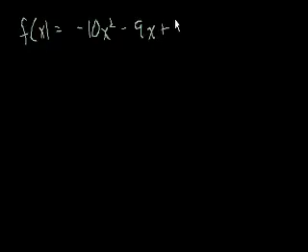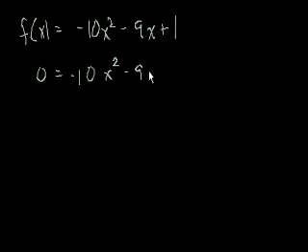Let's say we had f of x is equal to minus 10x squared minus 9x plus 1. Well, when I look at this, even if I were to divide by 10, I would get some fractions here. It's very hard to imagine factoring this quadratic. But let's set it to 0, because we want to find out when it equals 0. Minus 10x squared minus 9x plus 1. We want to find out what x values make this equation equal to 0.